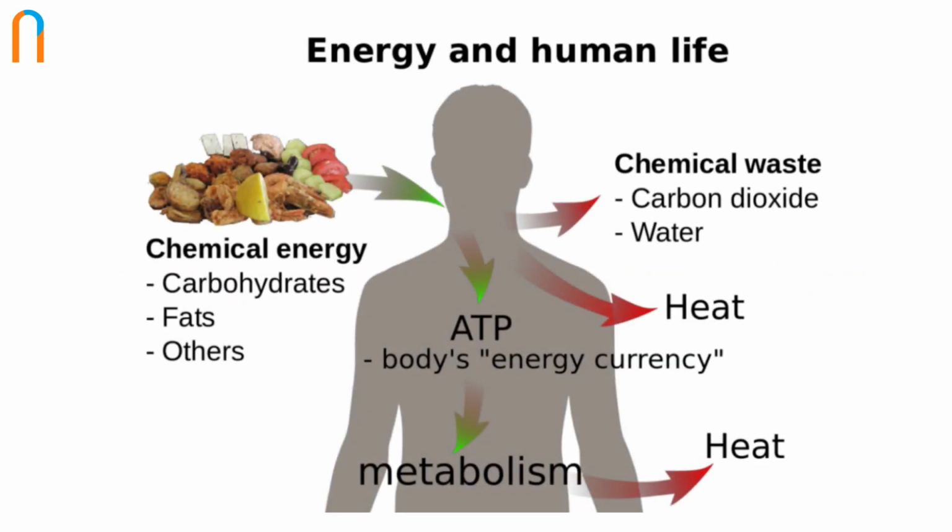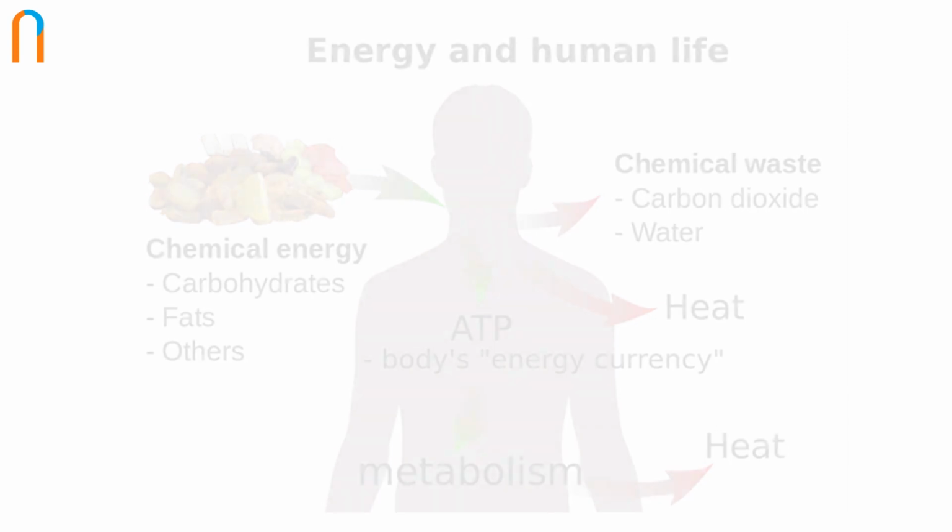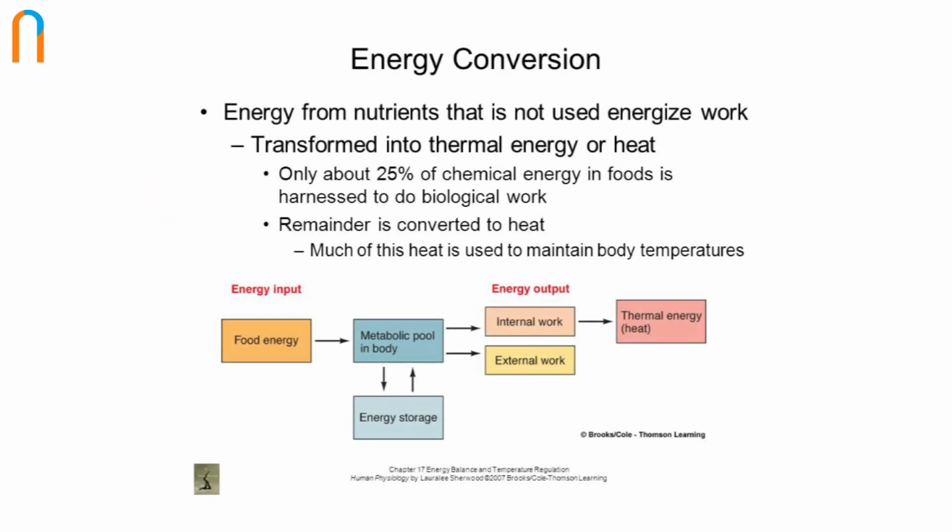Not all energy in nutrient molecules can be harnessed to perform biological work. Energy cannot be created or destroyed, but it can be converted from one form to another. The energy in nutrient molecules not used to energize work is transformed into thermal energy, or heat. During biochemical processing, only about 50% of energy in nutrient molecules is transferred to ATP. The other 50% of nutrient energy is immediately lost as heat. During ATP expenditure by the cells, another 25% of energy derived from ingested food becomes heat.